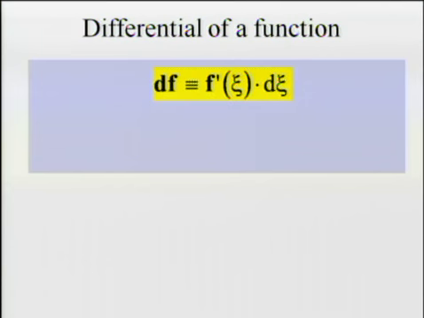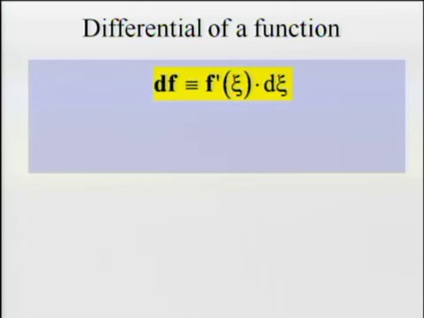So formally, the differential of a function is defined as a product of the derivative of the function multiplied by an infinitesimal change in their argument. Infinitesimal means teeny tiny, very small change. So here we have a very small change of a function due to a very small change in the argument of the function.